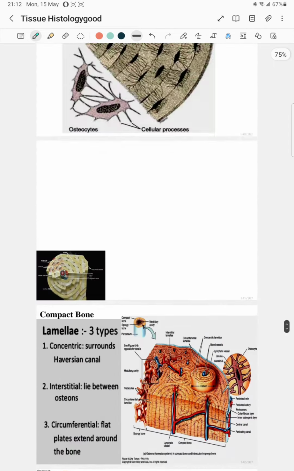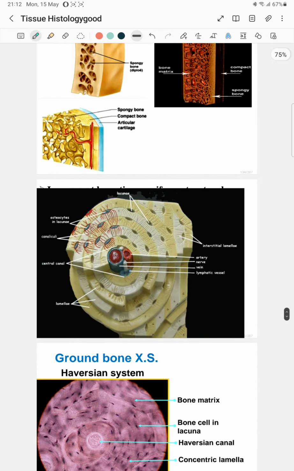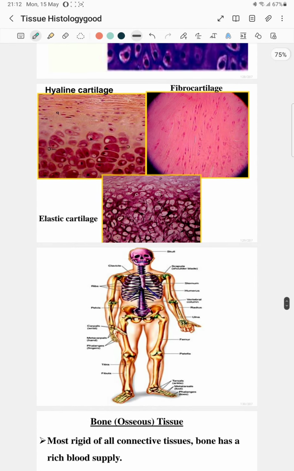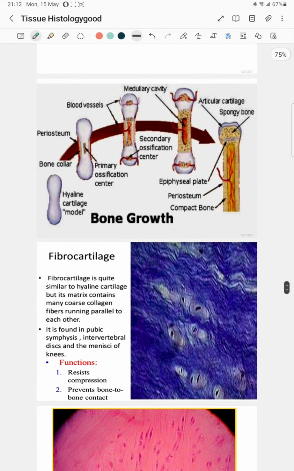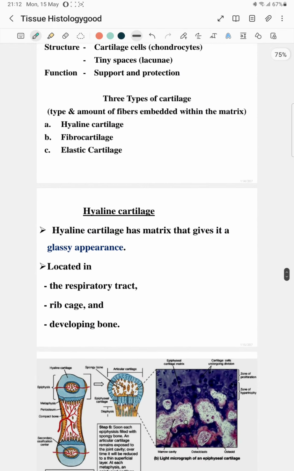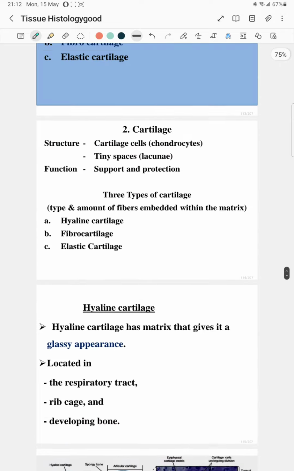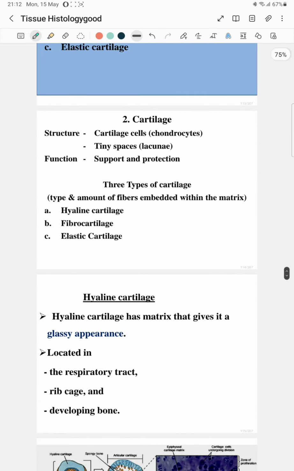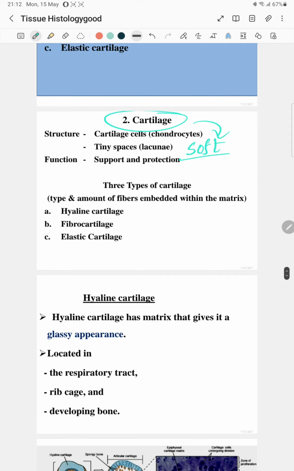Let me show you just a bit about the bones. I forgot to tell you about the cartilage. Cartilage is always the soft bone. Like you can feel your outside ear. You can easily squeeze it or play with it. Then you have the tip of your nose, which you can move very nicely and easily. So these are all made up of cartilages.